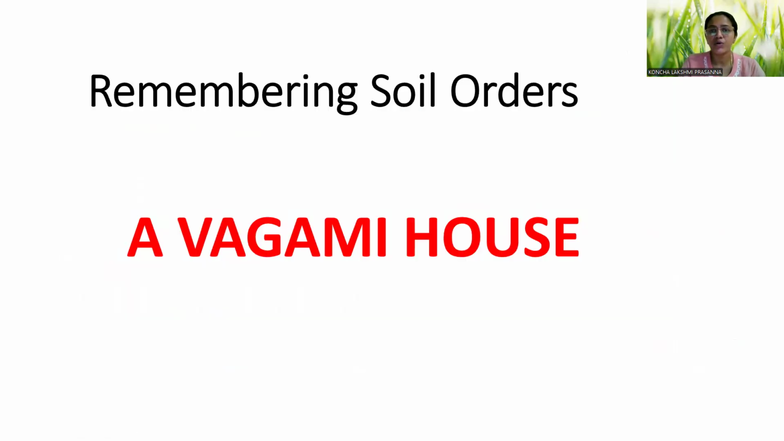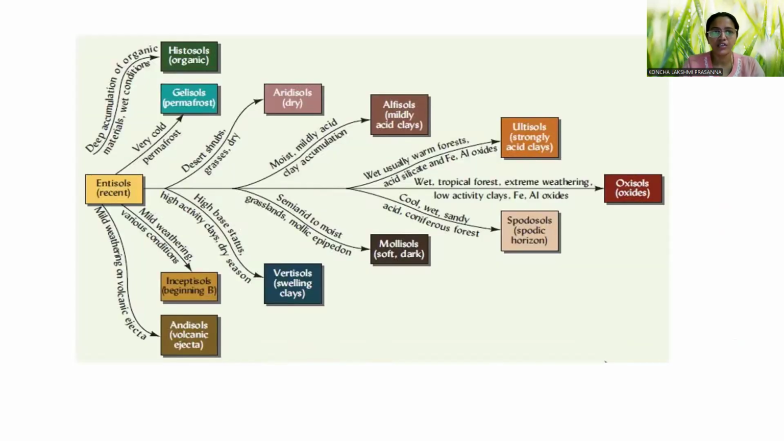In order to remember the soil orders, one keyword has been developed, that is the Awagami house. So this Awagami house consists of 12 letters in order to identify the 12 types of soil orders, which are termed as the Entisols. So Entisols are nothing but the recently developed soils. Next is the Histosols. Histosols are the soil order containing a large amount of organic matter.